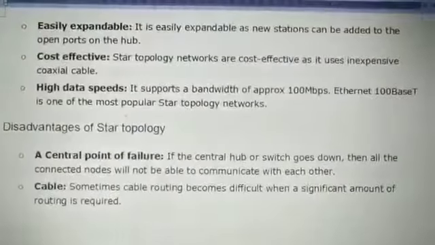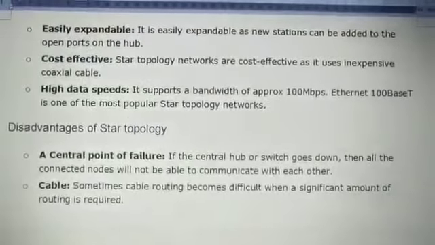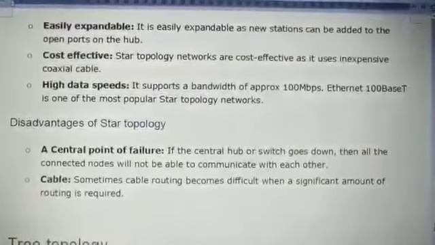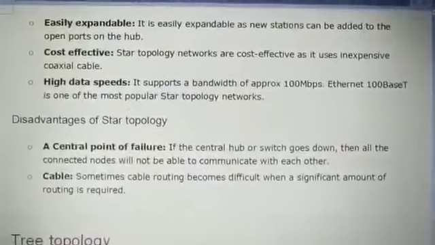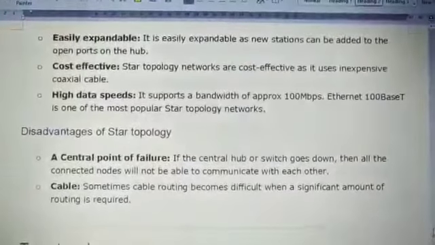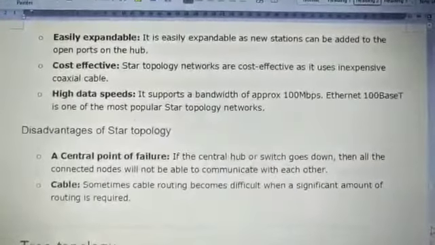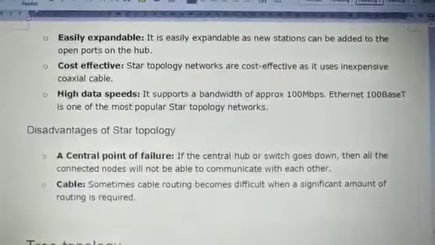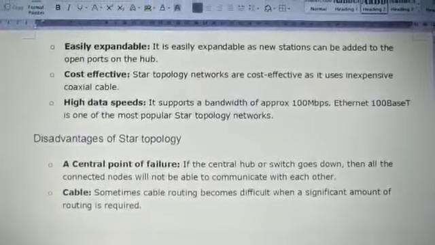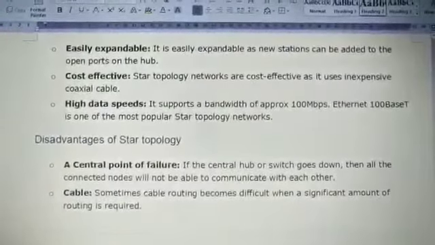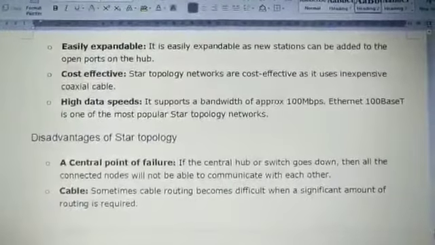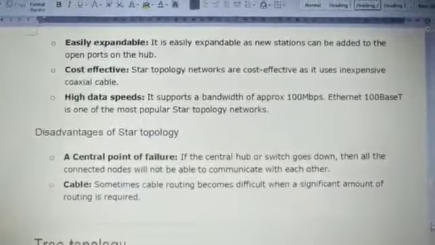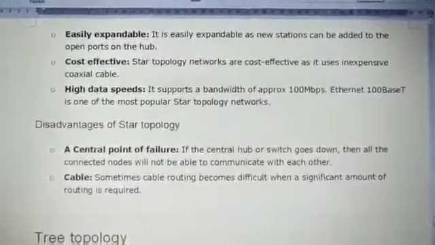Next is the disadvantage. It means the central point of failure: if the central hub or switch goes down, then all the connected nodes are not able to connect. So when you search in Google for something, then you are able to see a server error 404, okay, 504, something is an error. Or you are going to the bank, the teller is saying, sir, the server is down, so we will not be able to do the transaction or update your passbook, something like that. So if any fault occurs in the hub, then it will affect the whole network.